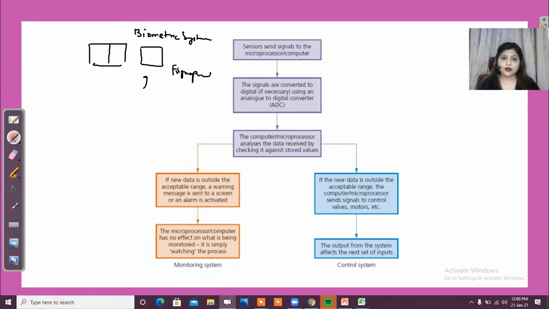Fingerprint or with your face. Okay, so that is your school, and to enter the school you have to give your identification via your fingerprint or biometric system. So let's go into detail.